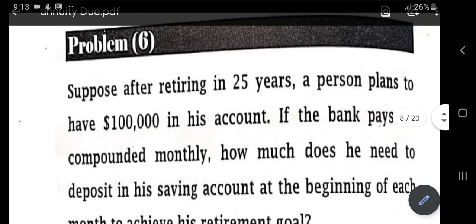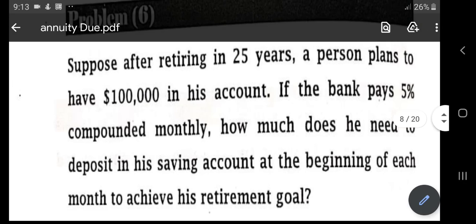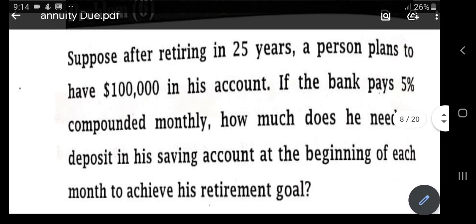Problem number 6. Suppose after retiring in 25 years, a person plans to have $100,000 in his account. If the bank pays 5% compounded monthly, how much does he need to deposit in his savings account at the beginning of each month to achieve his retirement goal? In this example, he defined that the annuity is due. From where? From the required. How much does he need to deposit in his savings account? Note that at the beginning of each month, so it is due. And he said that after 25 years he needs to get $100,000. So S double dot n equals $100,000 and R will be unknown.